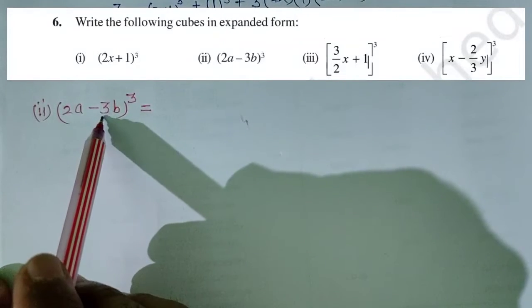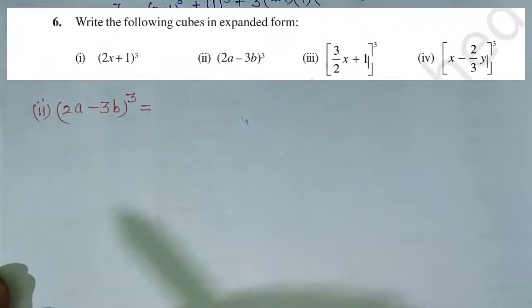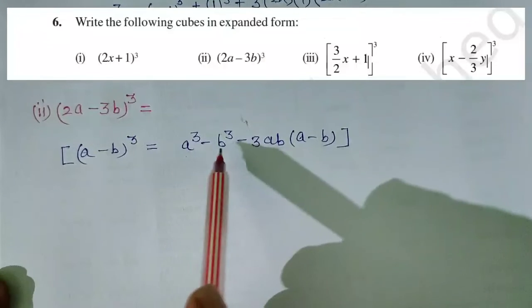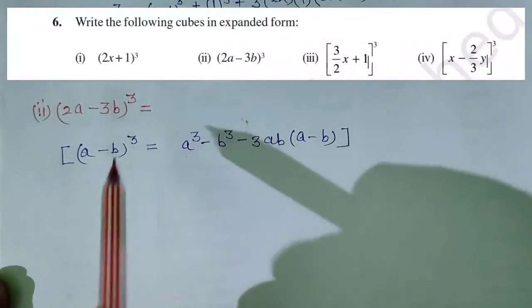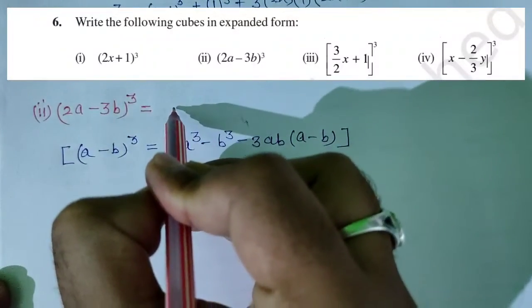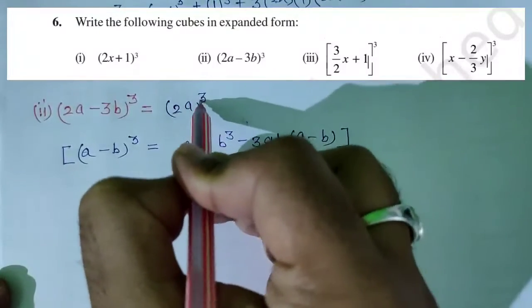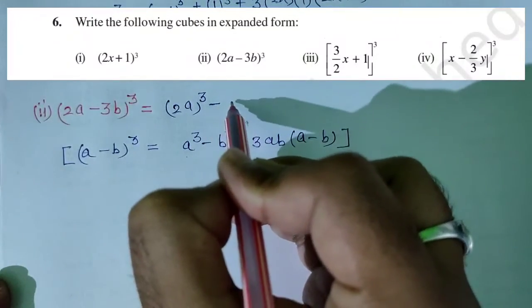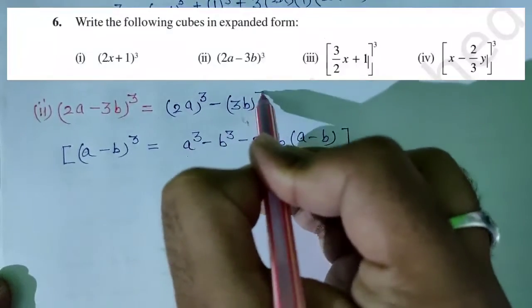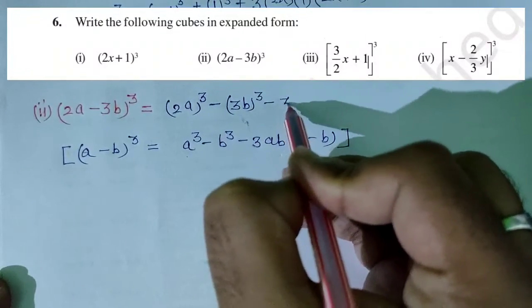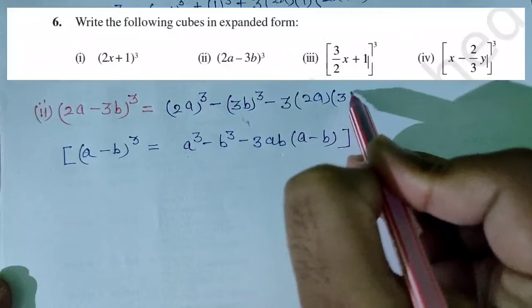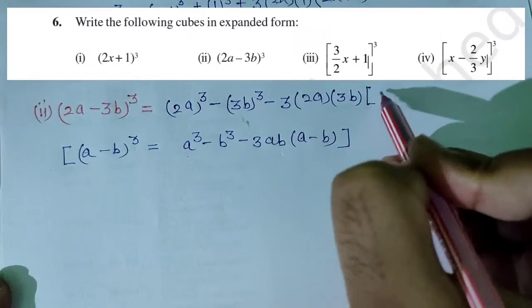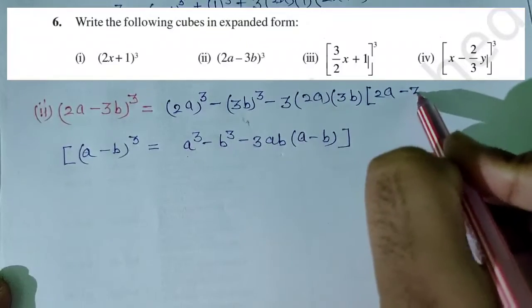Second part, 2a minus 3b whole cube. To solve this we have to apply this identity: a cube minus b cube minus 3ab into a minus b in bracket. Now applying this we can say 2a whole cube minus 3b whole cube minus 3 into 2a into 3b, and in bracket we will write 2a minus 3b.